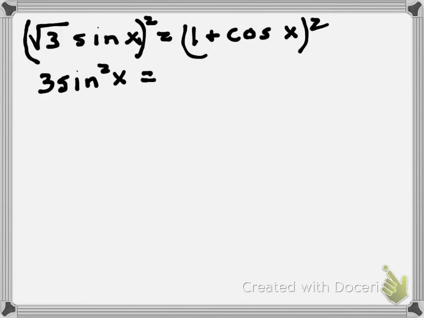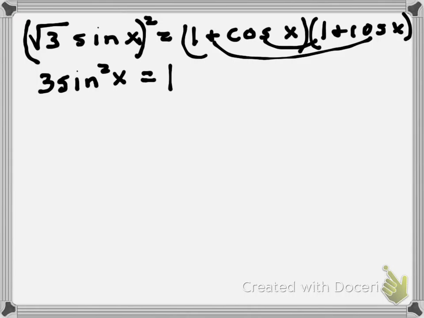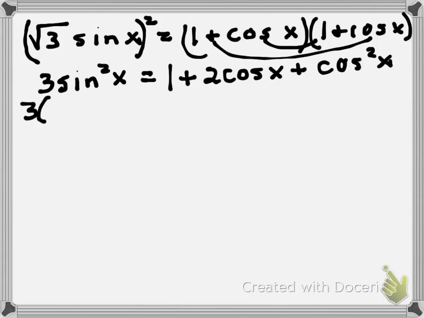So on the right-hand side, I can then write this as 1 plus cosine x perhaps, so that you are using FOIL. The first terms gives you 1. The inside, outside, cosine x plus cosine x is 2 cosine x. And the product of the last terms is cosine squared x. So now if you're looking, should I make a substitution in place of sine squared for cosine squared or cosine squared for sine squared? Since I have 2 cosine x, I'm going to make a substitution of 1 minus cosine squared for sine squared.